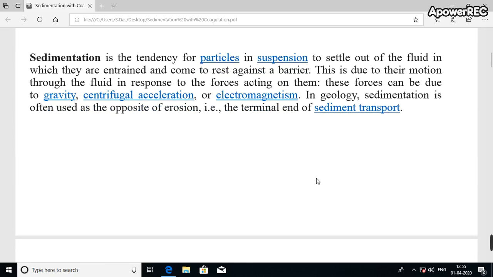Sedimentation is the tendency of particles in suspension to settle out of the fluid in which they are entrained and come to rest against a barrier. The barrier will be like the walls of the fluid container. The forces that make the particles settle include gravity, centrifugal acceleration, electromagnetism, etc. Also, in geology, sedimentation means the opposite of erosion.